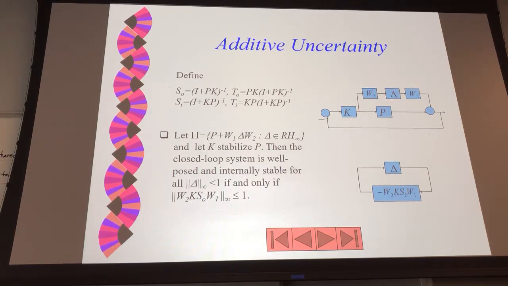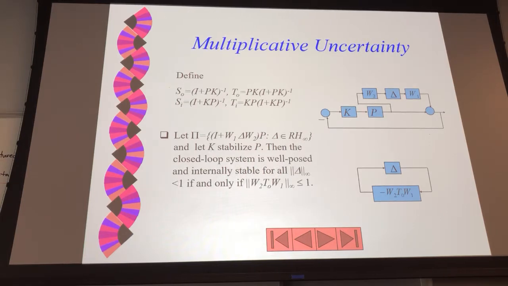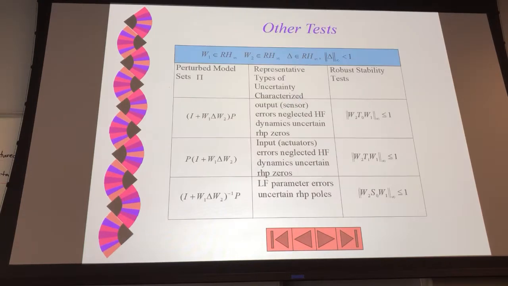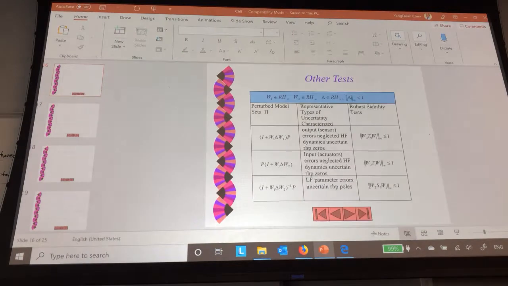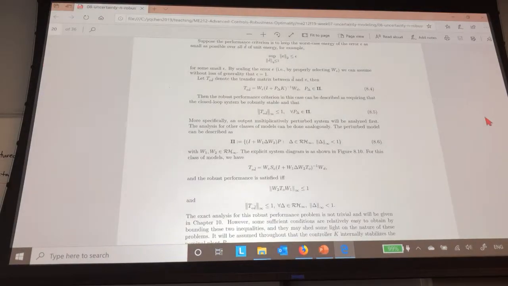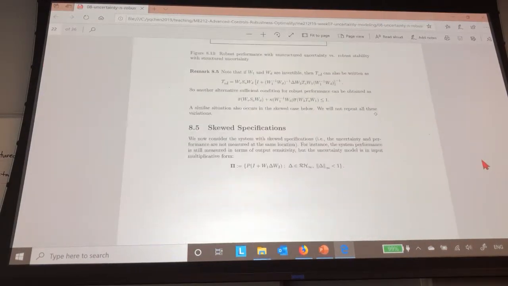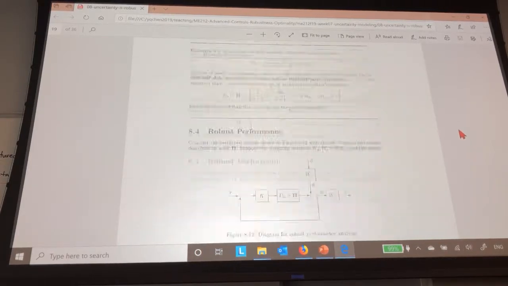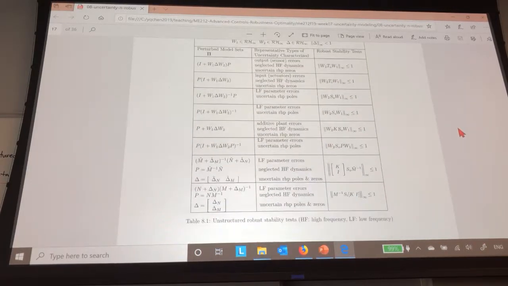That's for additive. For multiplicative is this, then you have covariant factorization like that, then you are going to have other tests. You have a long table on page 145. So I'm going to pull out page 145. It's just one page long. No, 145 is here. It's Table 8.1.